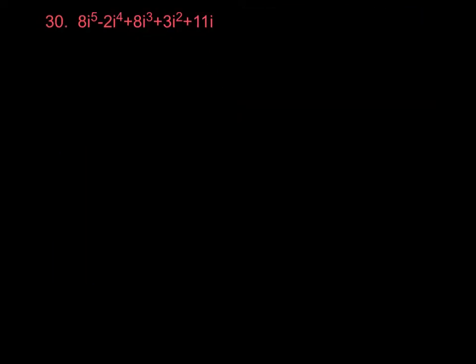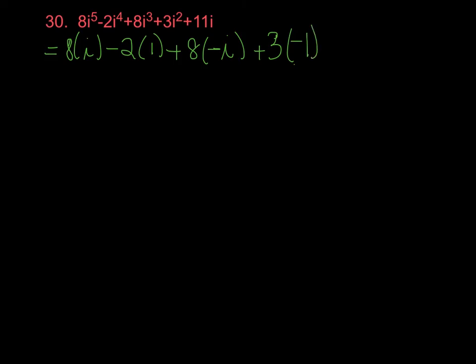So they want you to express this in simplest form. You have a calculator. It's got an i button. I would suggest you use it. That'd probably be the easiest way to go about this. So if you do i to the 5th in your calculator, you're going to get i. Minus 2. When you do i to the 4th in your calculator, you'll get 1. Plus 8, you're going to do i cubed in your calculator, you'll get -i. Then plus 3, you can do i squared in your calculator. Most of you have memorized that. That should be -1. Okay, and plus 11i.